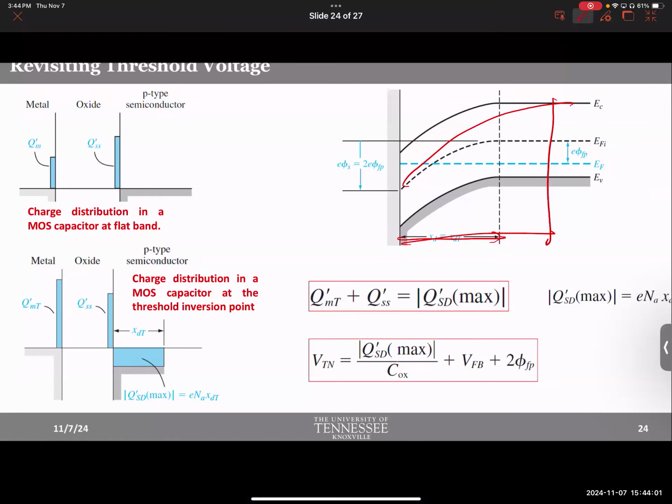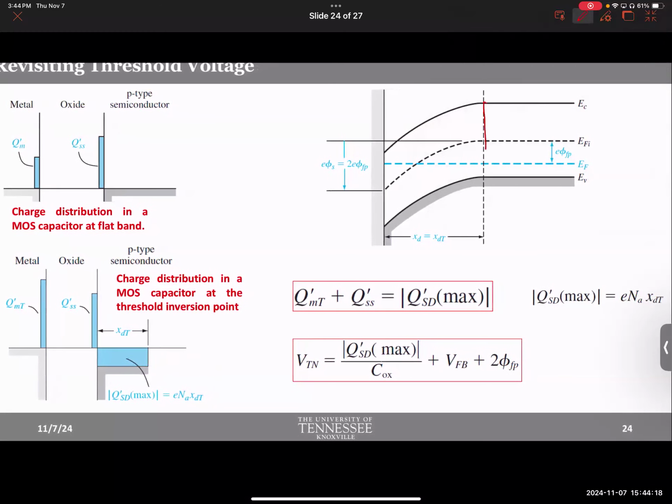But the problem is there is a huge gap. I know that it's probably not making sense, so I'm repeating it again. So that's the reason why this thing extends inside. So it basically keeps getting bigger and bigger until when? Until the threshold inversion point.